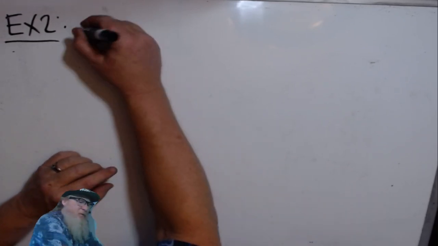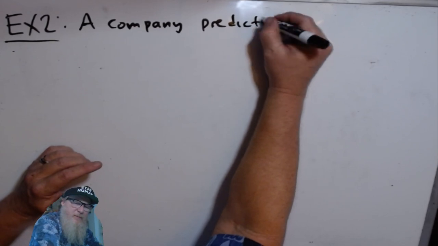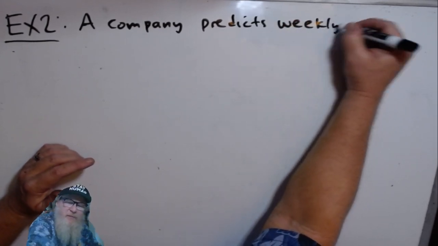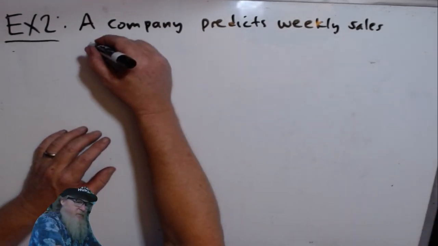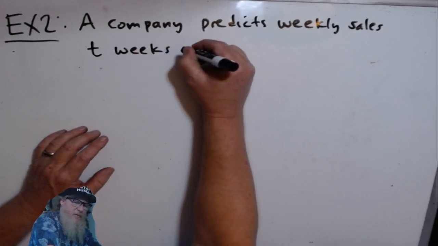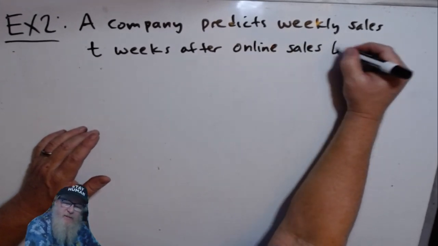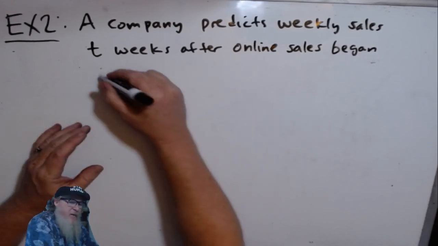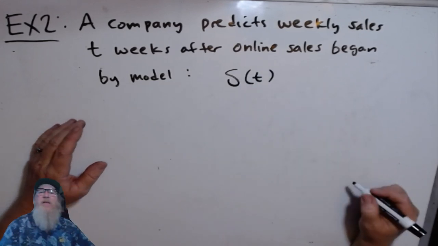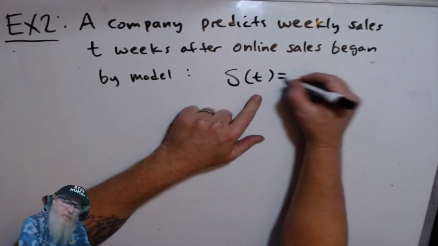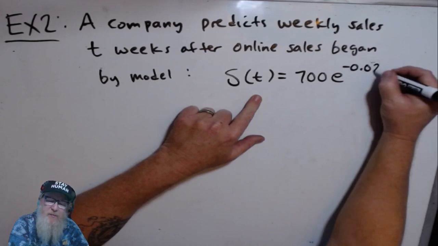Let's do another one. So a company predicts weekly sales T weeks after online sales began by the model S of T, the sales in terms of time. And let's do another exponential, e to the negative 0.02t.